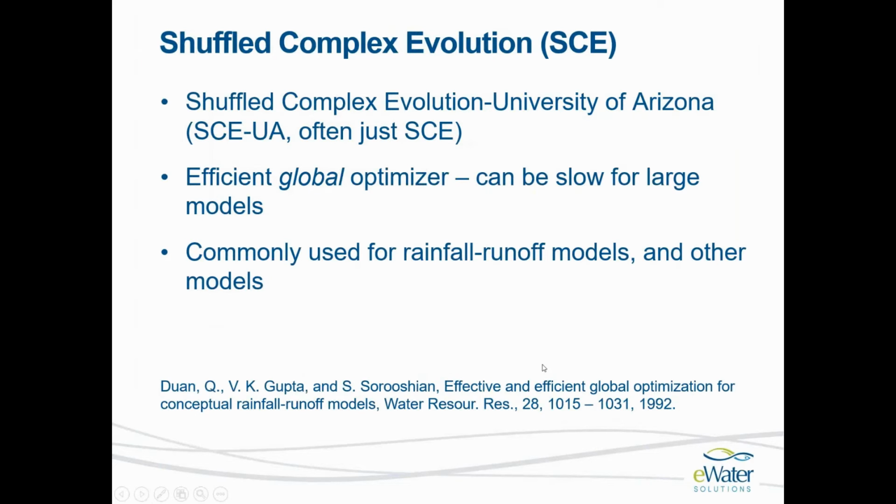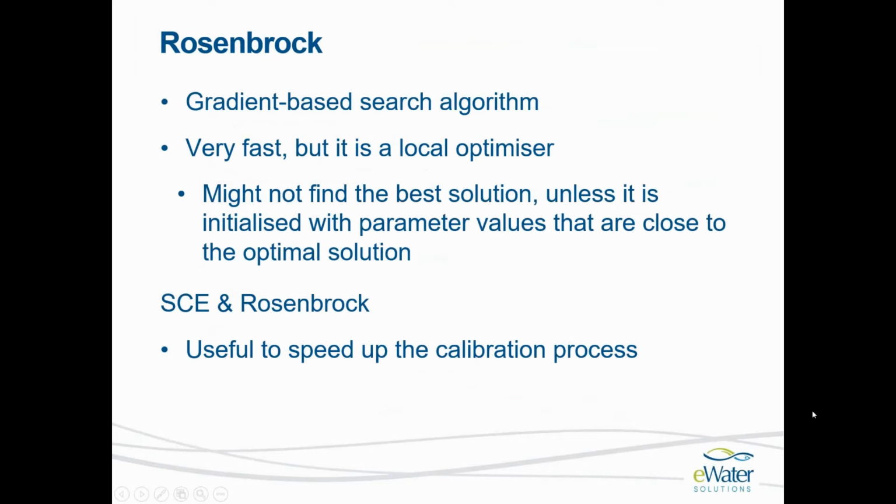The algorithm that you're most likely to use is the Shuffled Complex Evolution Algorithm, or SCE. This algorithm is an efficient global optimizer, so it tries to search the entire parameter space and find a globally optimal solution. Of course, because it is a global optimizer, it can be slow for large models. The second algorithm that you might use quite regularly is Rosenbrock. This is a gradient-based search algorithm. It is very fast, but it's a local optimizer.